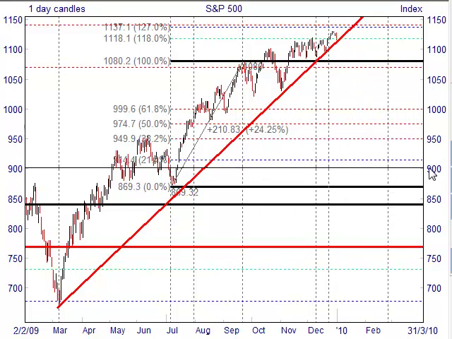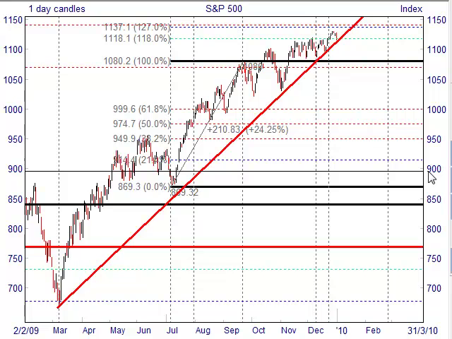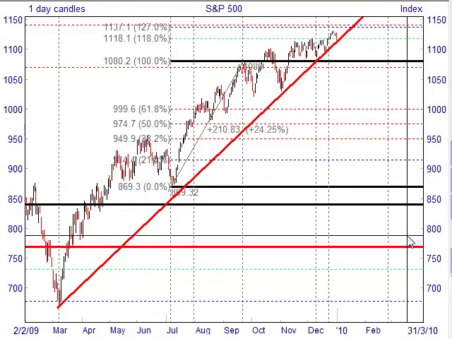Now the S&P 500 is a very important index to look at because it has the top 500 stocks in the US and has a large number of sectors included in it, and is a better reflection of the market than the Dow Jones Industrial Average.